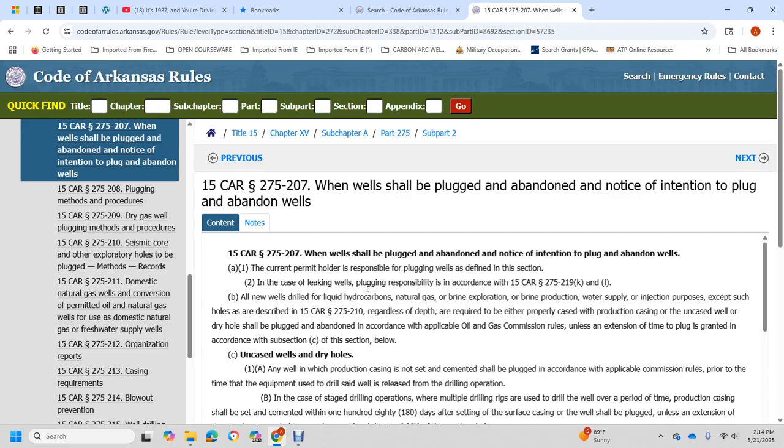All new wells drilled for liquid hydrocarbon and natural gas, high brine exploration, brine production, water supply, and injection purposes, except as described in the 15 Code of Arkansas Rules.